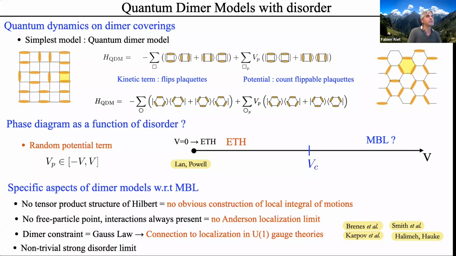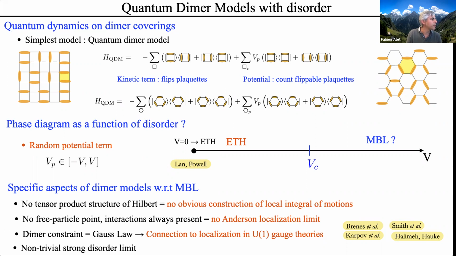There are connections and specific aspects of this model to look for MBL. As I said, there's no tensor product, there's no obvious construction of local integrals of motion. Also, quite important, there's no free particle point. There's no limit where the interactions go to 0, so no Anderson localization is possible, which does not allow us an opportunity to try to find this limit. The dimer constraint, if you think about it, just makes the dynamics slow. And actually, it's a U1 symmetry, so it's a natural connection to U1 gauge theory. And there have been many works talking about localization in this type of gauge theory, mostly without disorder.